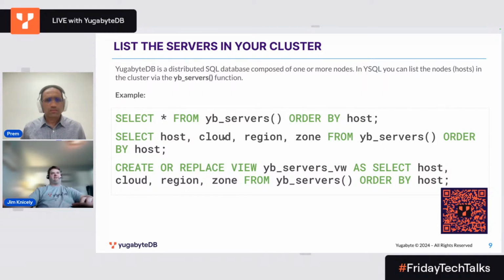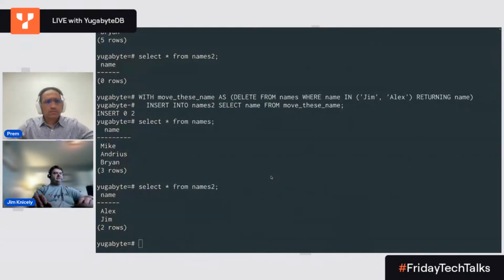You'll see the way I set up my simple cluster here. But you're going to run this query a lot, so what I typically do is create a view that just pulls out these columns, because there are other columns I don't care about. So I always like to have this view.